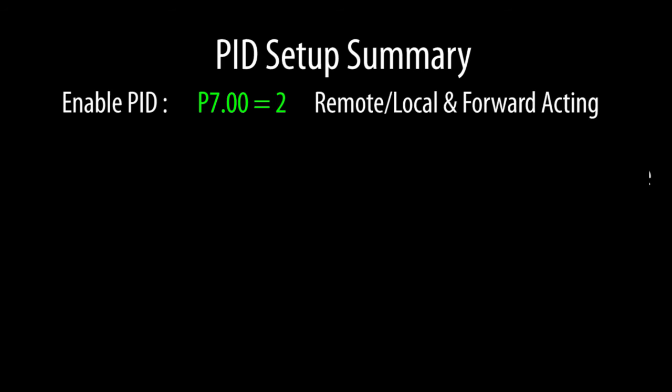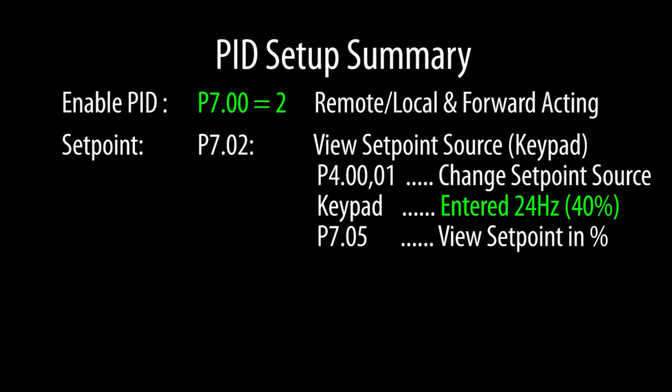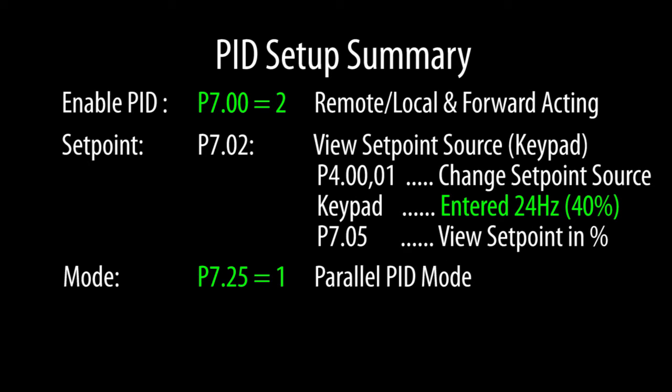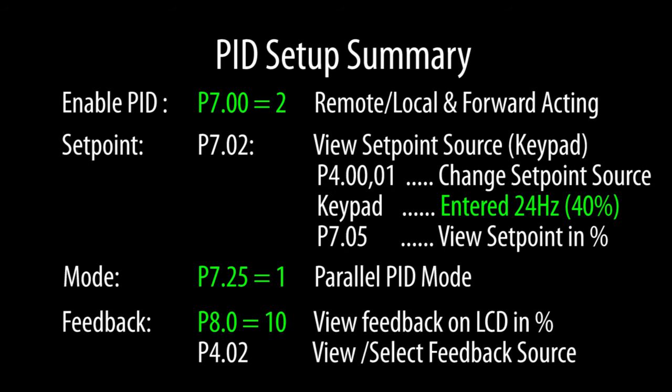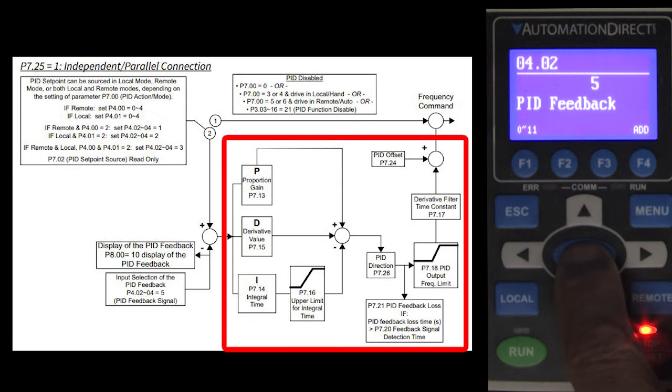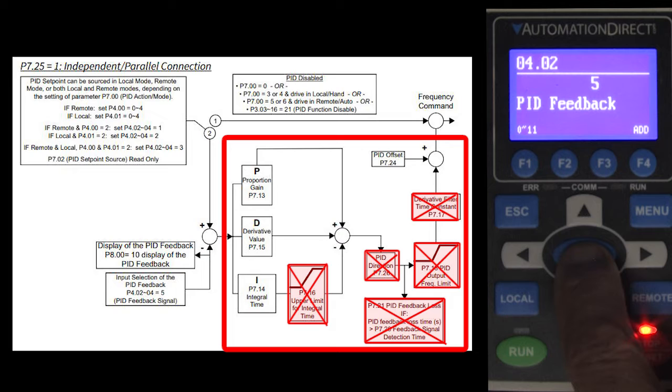Well, great. We've enabled PID, set up the set point, selected the PID mode, and we verified that we set up the feedback signal correctly back in the first video. We can finally tune the PID loop. That's this stuff. And for this video, we don't need any of this. We'll cover all that stuff in the loose ends video.